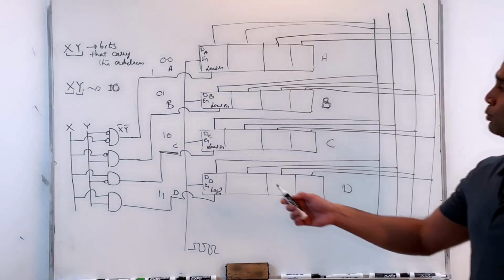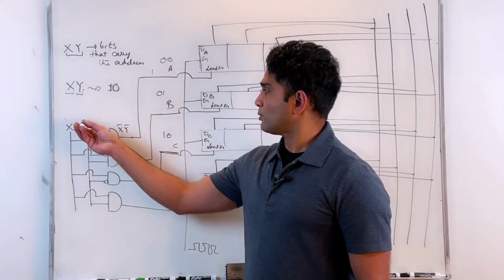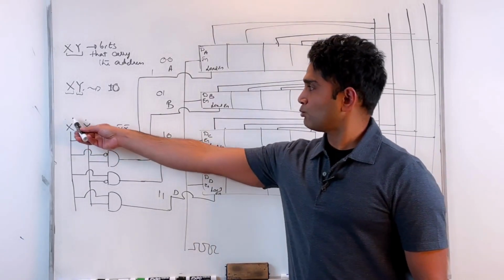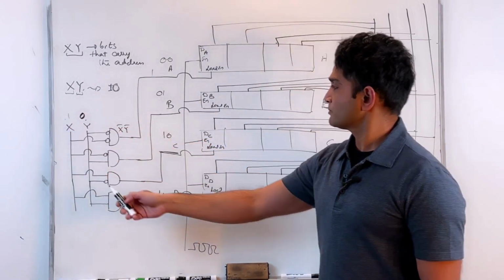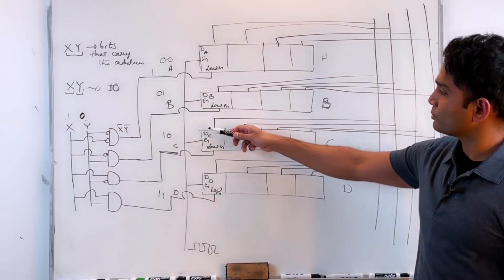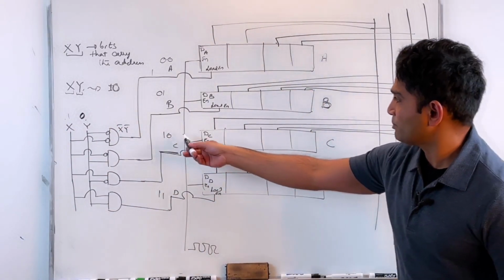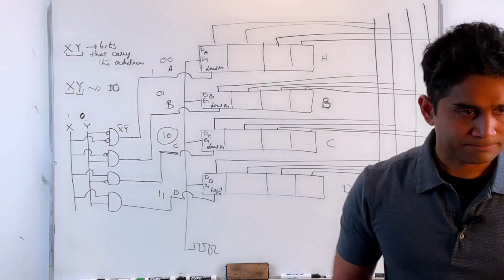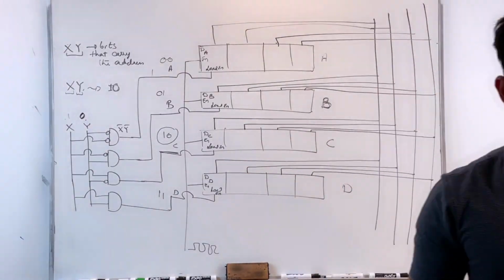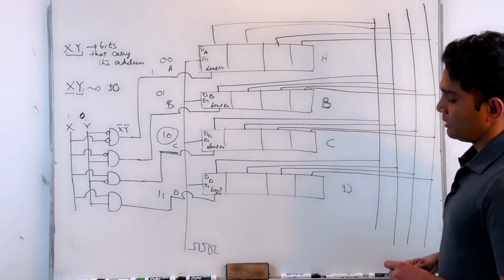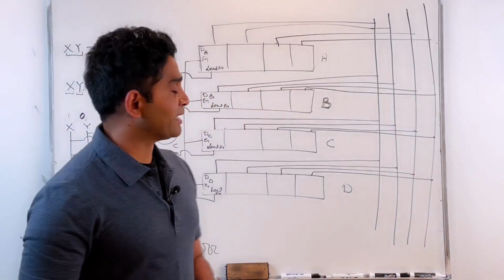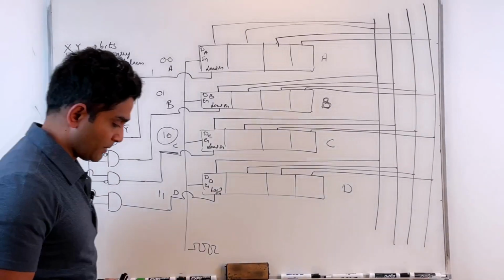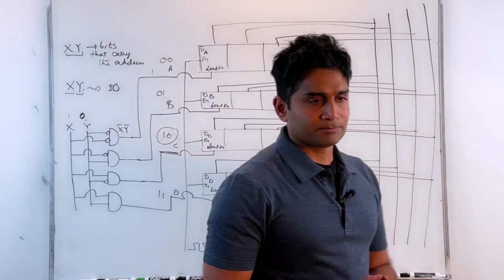So now based on what I apply on XY, I can pick and choose the register, right? I place 1, 0 here. All of these lines are 0 except this particular line. So I'm basically picking and choosing C register to store my data. And likewise, I can pick and choose different registers based on the address I provide on X and Y values.